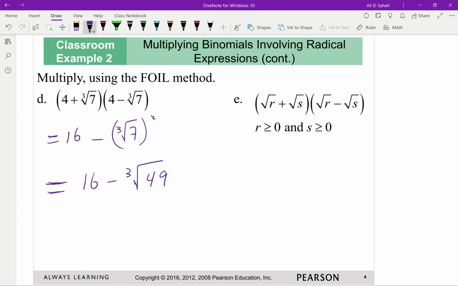Remember 3 to the power 3 is 27, so it's less than 49, and 4 to the power 3 is 64, greater than 49. So the cubic root of 49 is a fraction between 3 and 4, 3 point something.